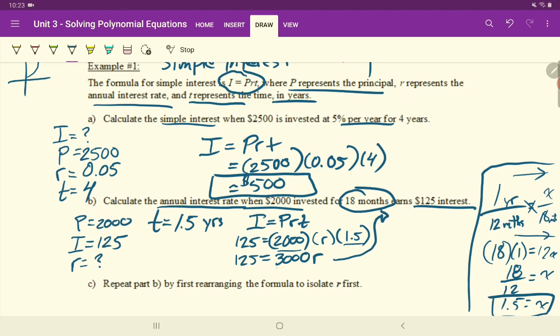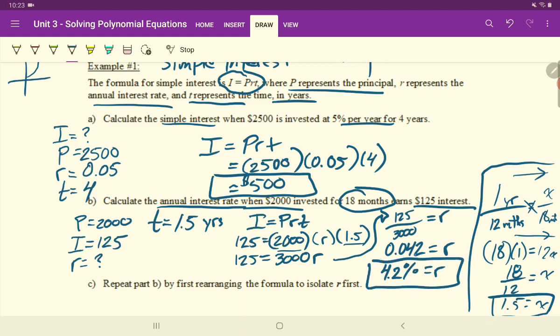Remove the 3,000 from the right, bring it to the left by dividing. So 125 divided by 3,000 is equal to R, and you get a decimal of 0.042. You want to carry those 3 places there, because our answer isn't just decimal 0.42. Multiply it by 100 to turn it into a percent. It's actually 4.2%. And you want to have the 3 places here so that you can have a decimal place there. Okay, 4.2%.